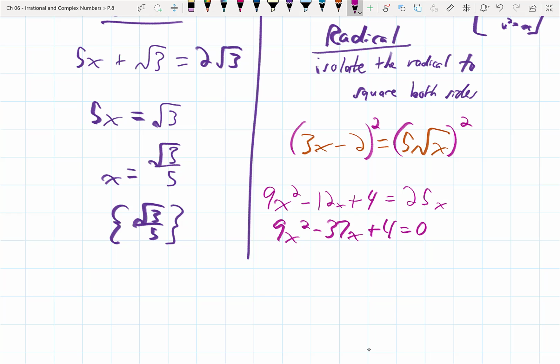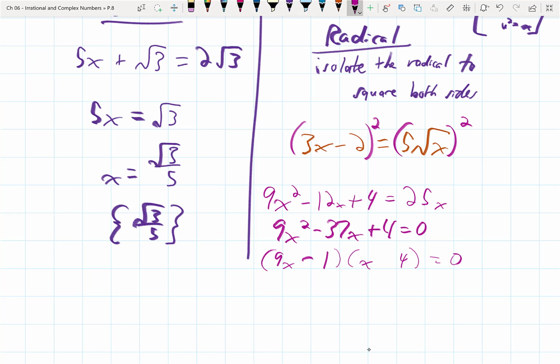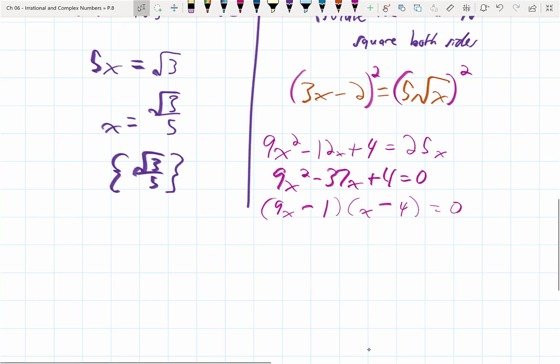This has been so artificially crafted so that it can factor pretty cleanly. Note how 37 is so close to 35, or 36. So 9x, x, 4, and 1. Make sure that I multiply the 9 and the 4 to get 36. Minus, and you get x is equal to 1/9, or x is equal to 4.